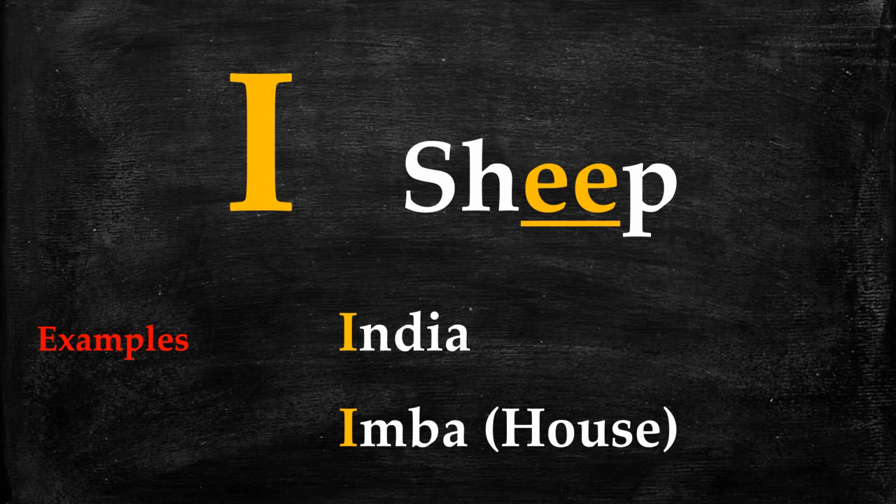I is pronounced E, as in sheep. Alright, and the examples here I have India, the country of India. And the Shona word we have there is Imba, which means house.